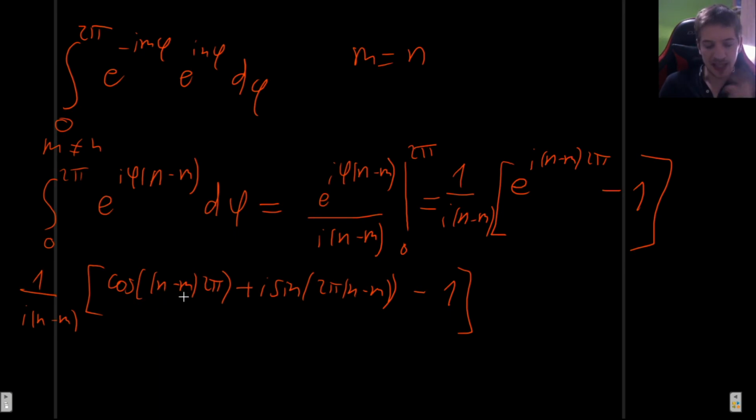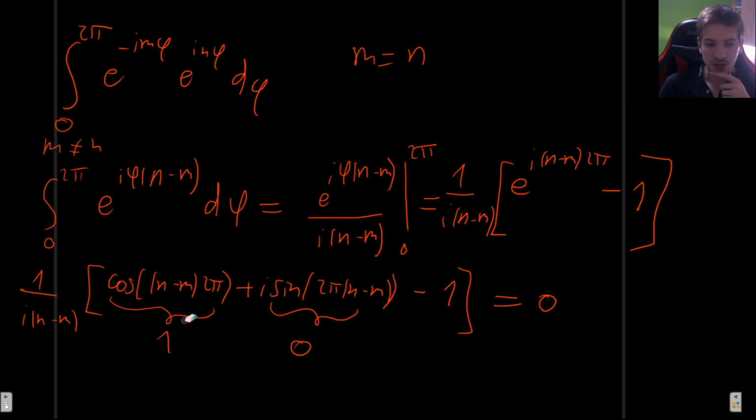So n minus m will either be, depending on the value, 0 or 1 or 2 or 3 or minus 1 or minus 2. It's going to be some integer. So we will always have some integer times 2π. So this will always be 1, this will always be 0. That means we will always have 1 minus 1, so this will always be 0.